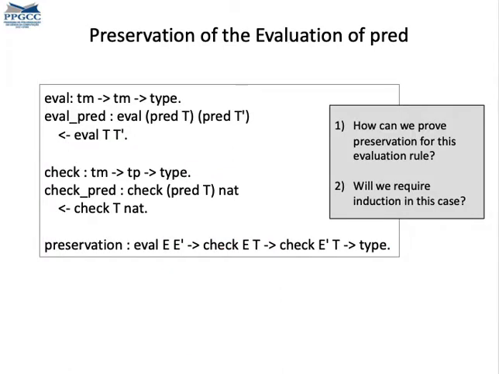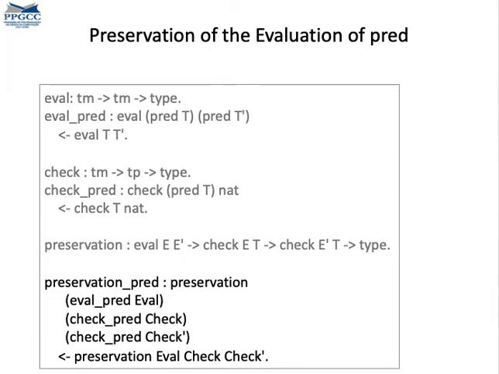Let's show preservation assuming that eval pred was used this time. We know that pred of t goes to pred of t prime because t goes to t prime. And we know that pred of t has type net because t has type net. Do you know how to finish the proof? We will need induction. Here's the proof. We do need induction, as you can see due to the implication of the rule. That's this inverted arrow here.